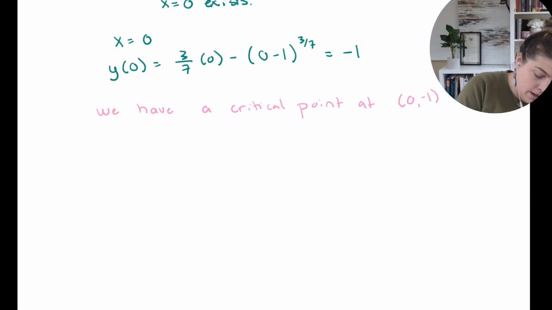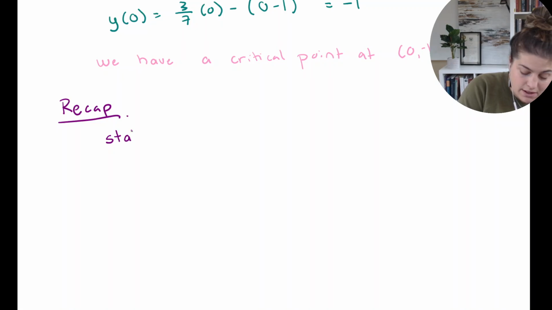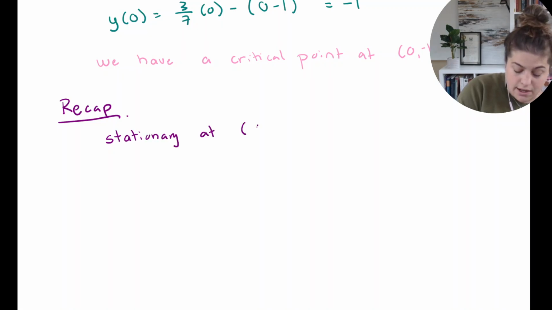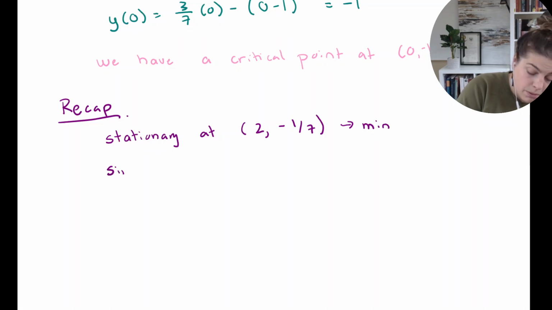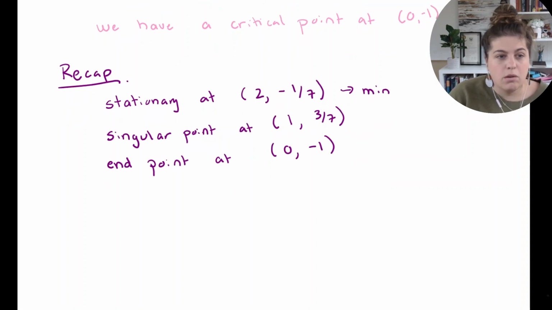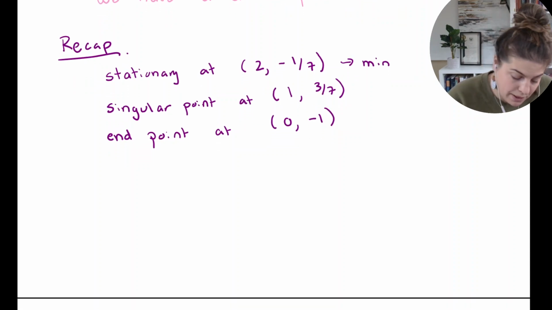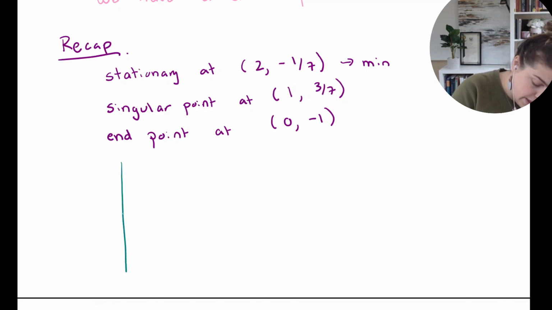So to recap here, we have one of each type of critical point. We have a stationary point at 2 and negative 1/7, and we figured out that that is a minimum of some kind. We have a singular point at 1 and 3/7, and we have our endpoint at 0 and negative 1. So the stationary and the singular points are the only places in which we can change direction. You could use a first derivative test to probably figure out what's going on here.